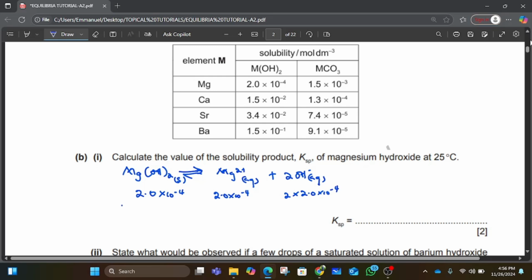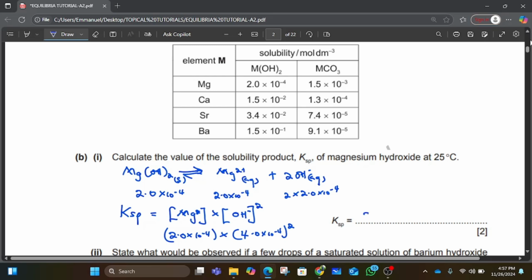The Ksp expression is giving us the product of the concentrations of the ions of the salt raised to the stoichiometric amounts. So this will be exponent 2. And so the concentration of Mg2+ is 2.0 times 10 power minus 4 times the concentration of OH-, which is 4.0 times 10 power minus 4, exponent 2.